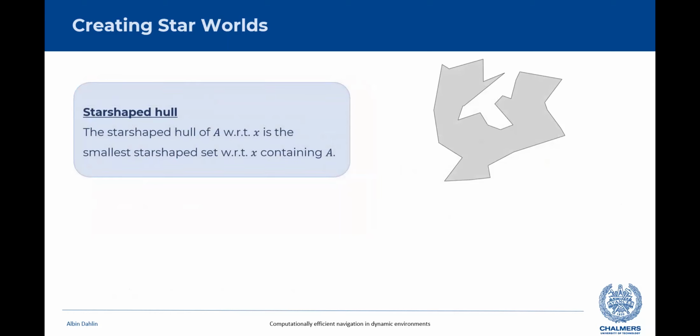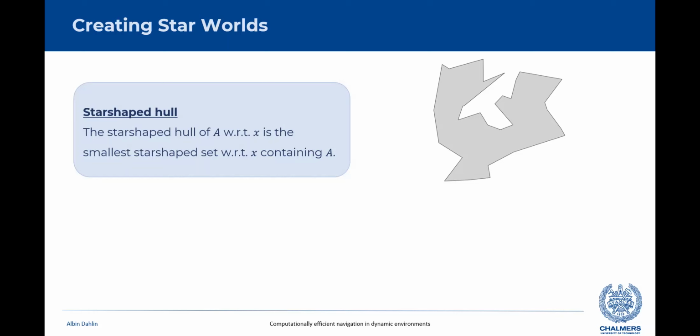To solve this problem, I worked on the star-shaped hull, which is at the core of the algorithm we've developed. Similar to the convex hull, the star-shaped hull is the smallest star shape which covers the set. However, in contrast to the convex hull, the star-shaped hull is not unique for the set, but depends on with respect to which point it is generated.